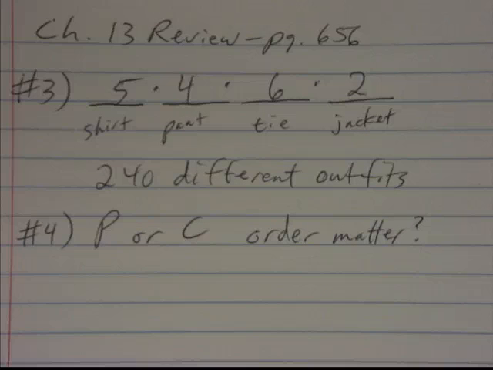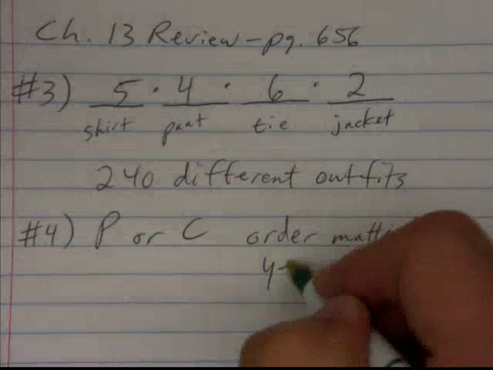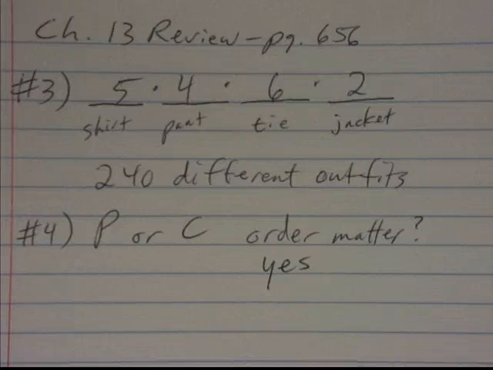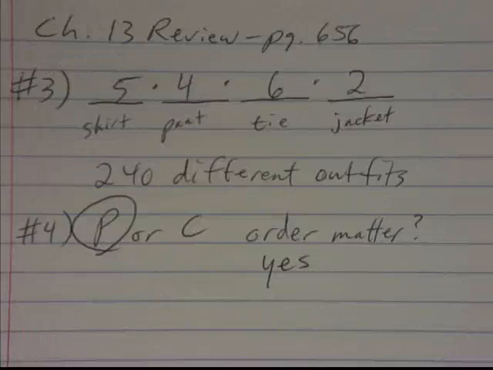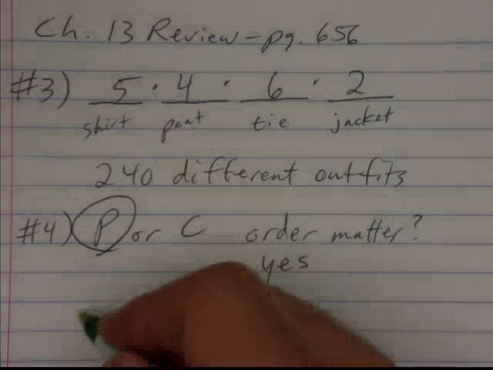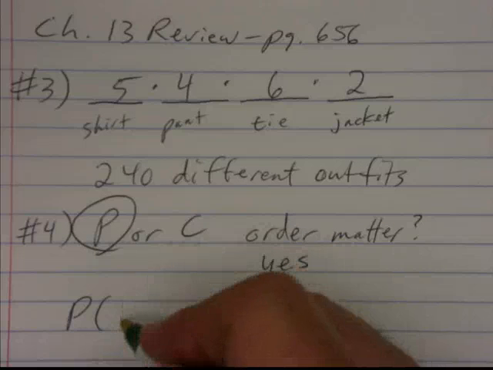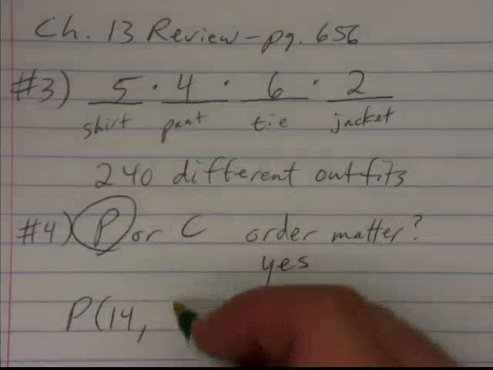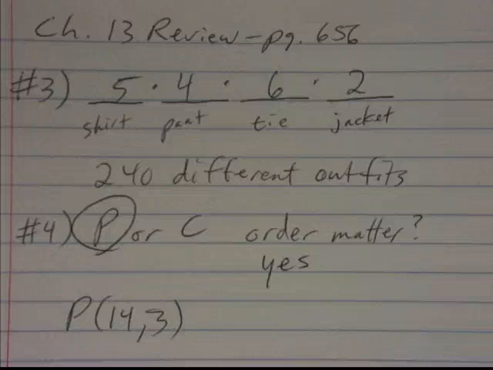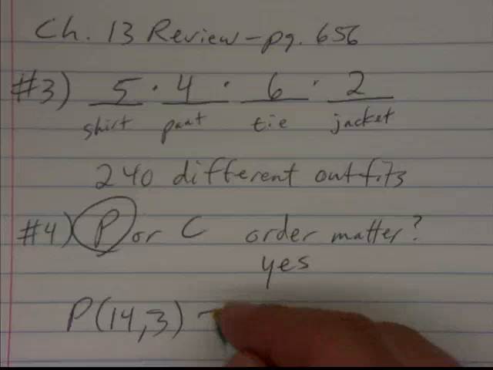In this case, since we're choosing somebody to be president, vice president, and treasurer, the order in which we pick them is going to be important, because if we pick person A to be president and person B to be vice president, that'll be quite different than if we did that reversed. So, since the order matters, it's a yes to that answer. It's going to be a permutation. So we can do a permutation of 14 members in the club, and we're picking 3 people to be in the different offices.